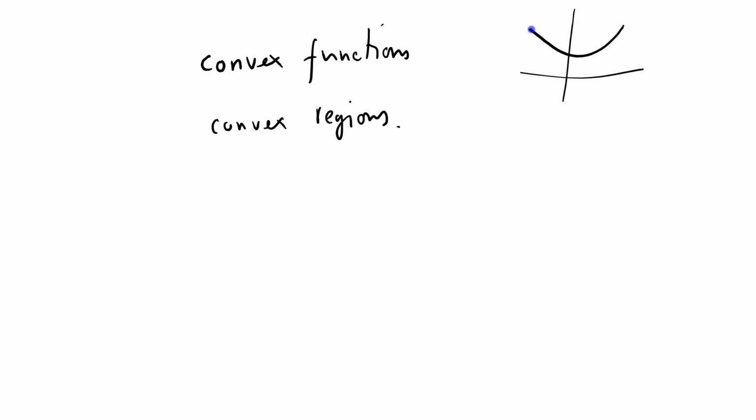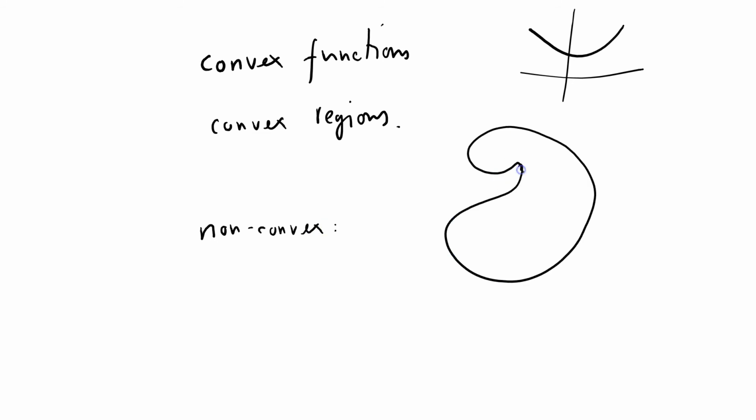Okay, I've spent a bit of time talking about convex functions. I'm now going to talk about convex regions. Convex functions being this. Convex region, what's that? Well, I'm going to give an example of a non-convex region first. It looks like this. This is non-convex.